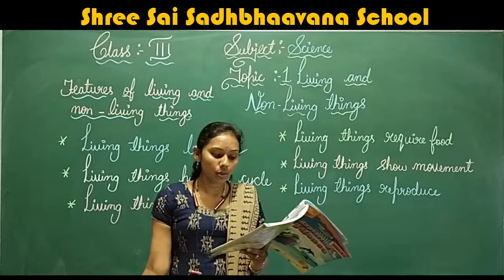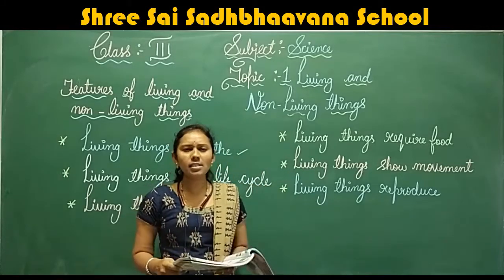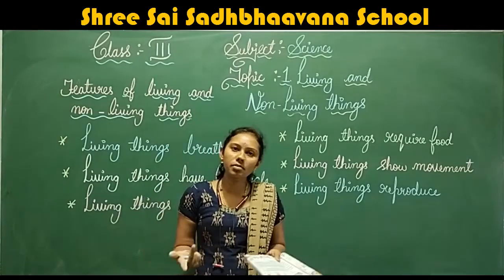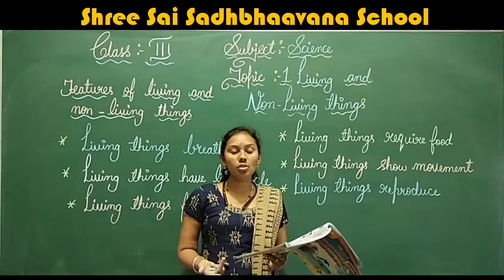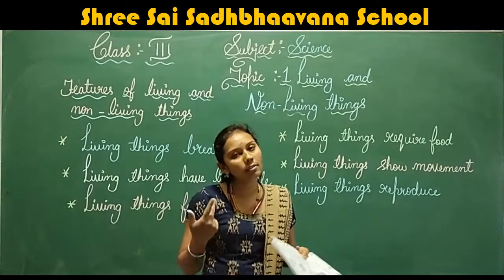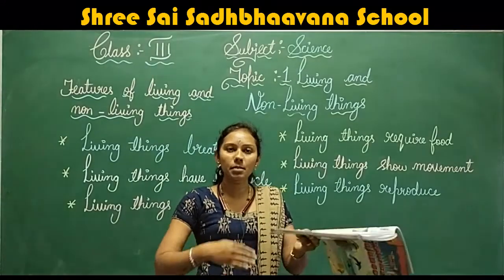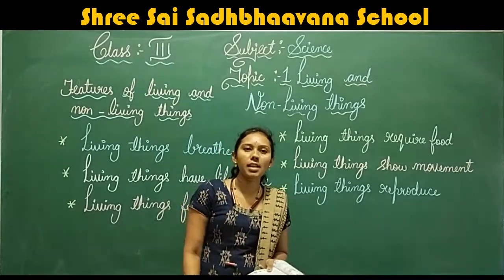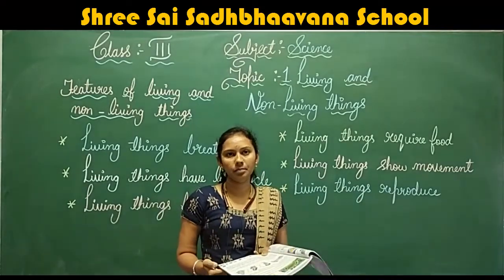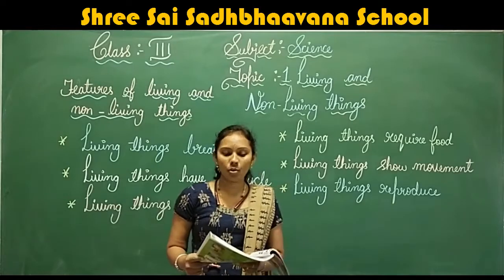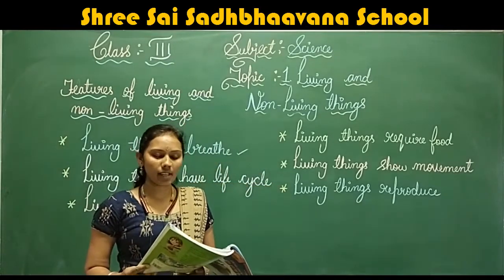Right, children? So here, after some age, all the living things will die. Okay, due to some external factors, all living things will die or be destroyed. So that means it will have a life cycle. All living things will have a life cycle. Okay. So now we have discussed living things have life cycle.